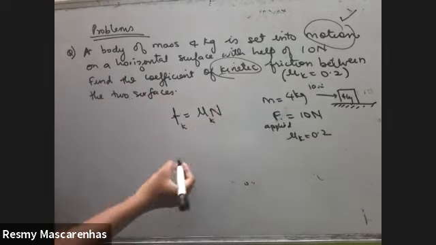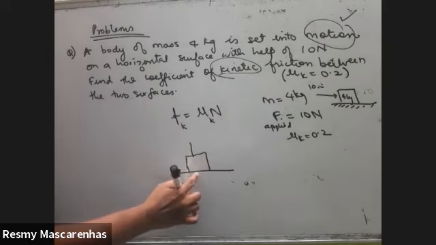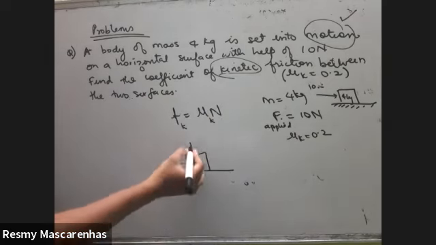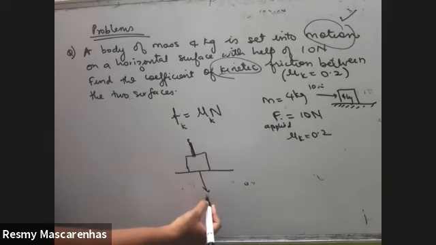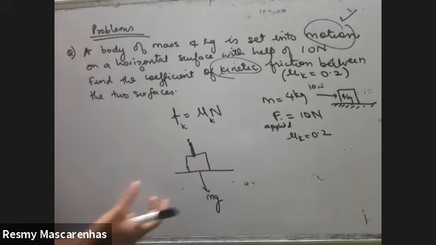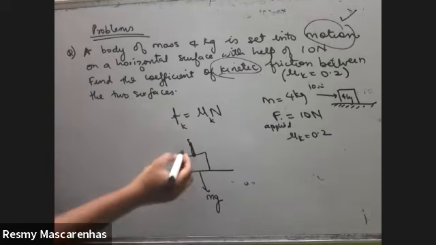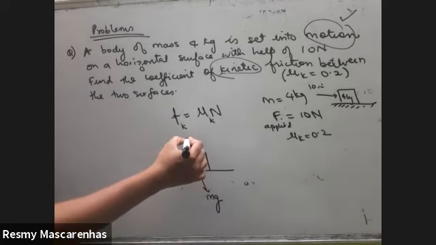So we'll draw this diagram again. This is 4 kg. Whether it is at rest or moving, these are the two forces we have already studied. One is mg, the weight of the body, which is trying to pull it down towards the surface, and perpendicular to the surface will be your N.